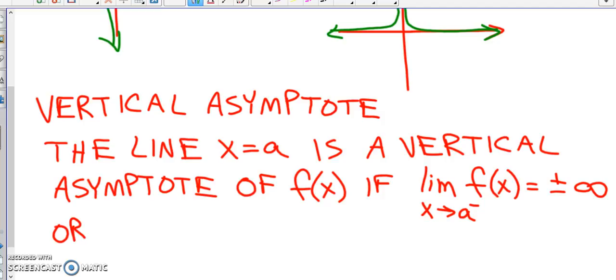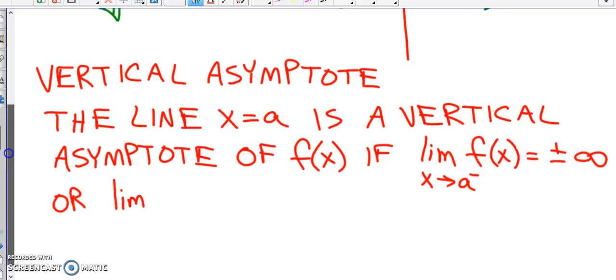Or the limit as x approaches a from the right of f of x equals either positive or negative infinity. And it need only be one of those. Technically speaking, you can just have a vertical asymptote that the graph approaches from one side. In fact, there's a function coming up later on in this course that only approaches a vertical asymptote from one side. If you're curious, it's a logarithm.